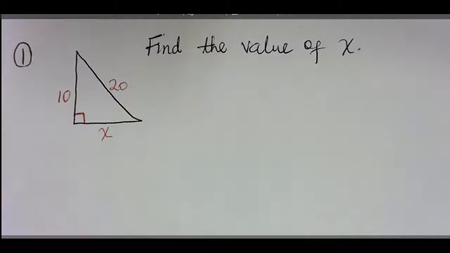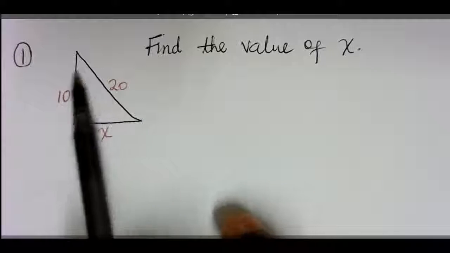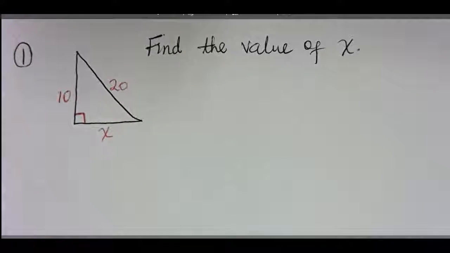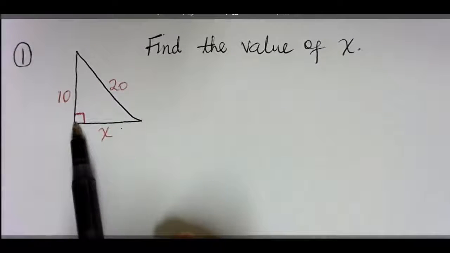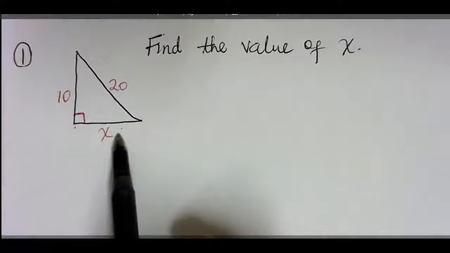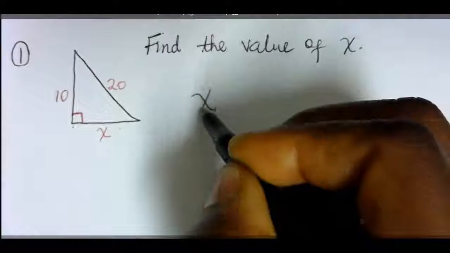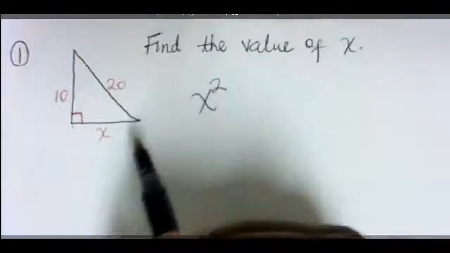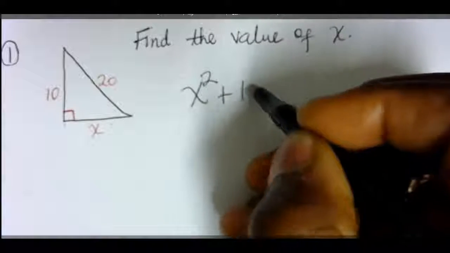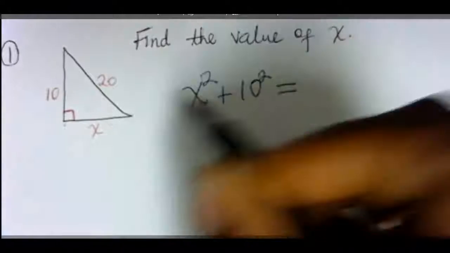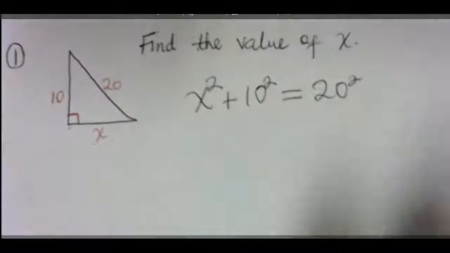Right now, let us use the Pythagorean theorem to solve problems. If you're given a right triangle, let's start from a simpler one. Identify the right angle. The two sides that form the right angle are your legs. So you square them and add them together. So x squared plus 10 squared would give us the square of the hypotenuse, 20 squared.